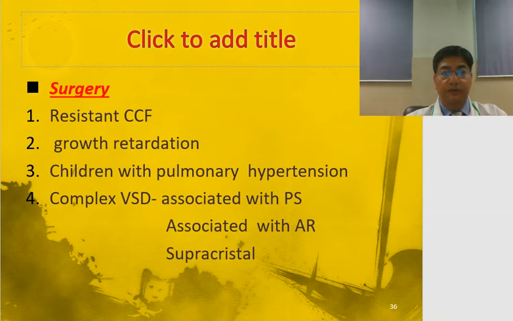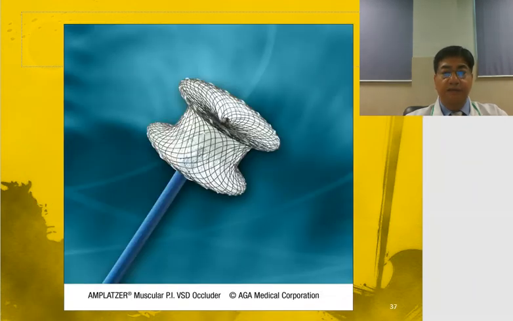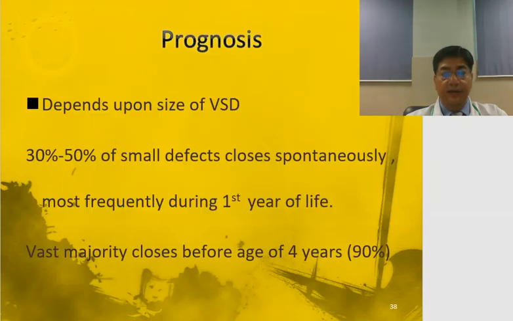Before surgery, sometimes you can consider device closure. If the defect is of moderate size, you can catheterize the patient, and by cardiac catheterization you can put an umbrella device to close the defect. But if the defect is larger, then surgery is the only option.